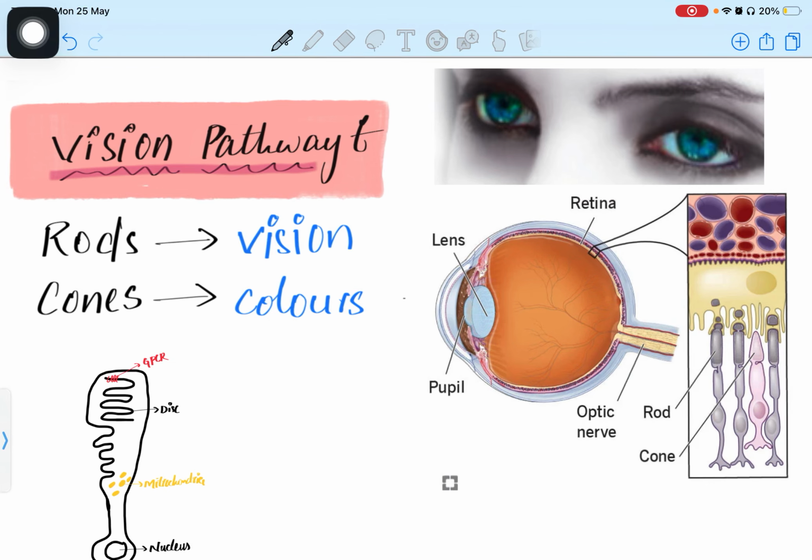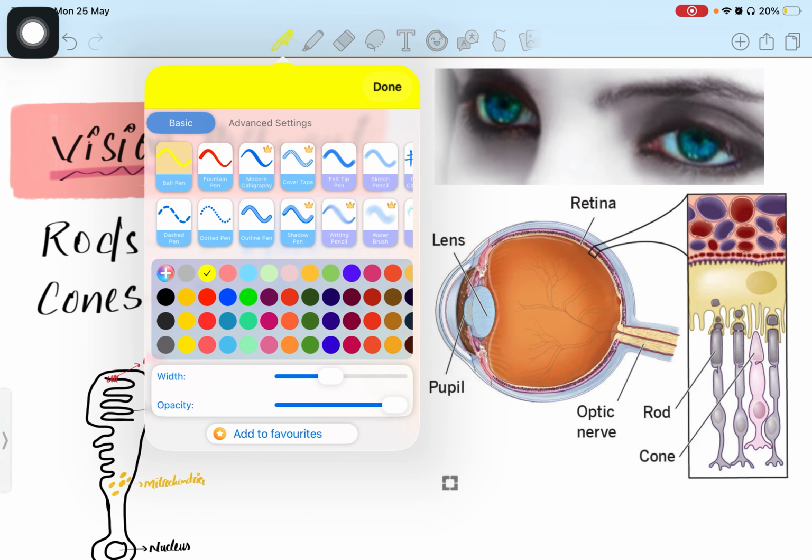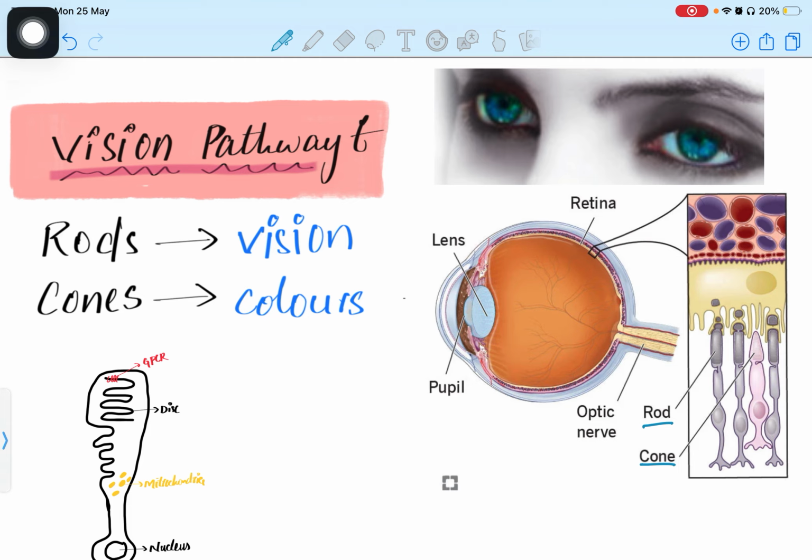Let's try to understand the vision pathway, how it happens in our eyes. As we know, in our eyes there are two types of cells present. One is the rod cell, another one is the cone cell. So in the retinal periphery region, these two types of cells are present. The rod cells are responsible for creating vision and cone cells are responsible for coloring.